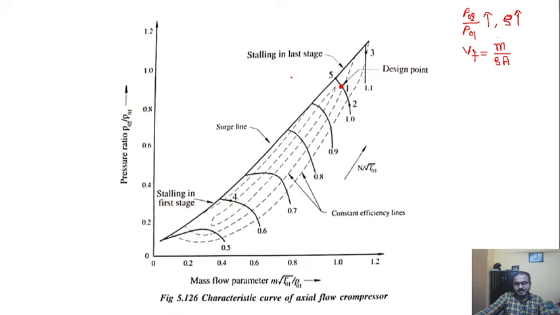So this will result in increased incidence angle, and this will give us stalling here in the later stages. To repeat this part, the velocity of flow will reduce, and this will give us positive incidence, and it will yield the stalling phenomenon in the later stages.